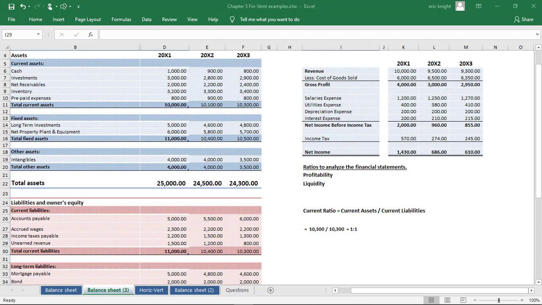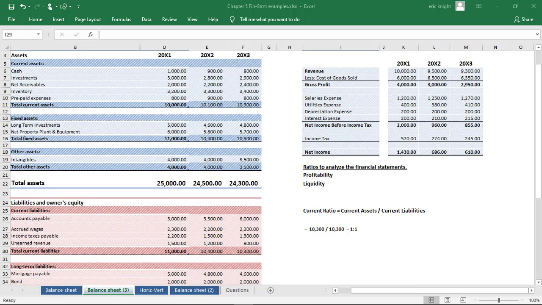So the first ratio we'll look at is the most well-known, and that's the current ratio. Our current assets are our resources we're going to get in the next year, and in 20x3, they come to 10,300. And then our current liabilities are the debts, the obligations we're going to have to cover in the next year, and they come to 10,300. So just happened to be the case.